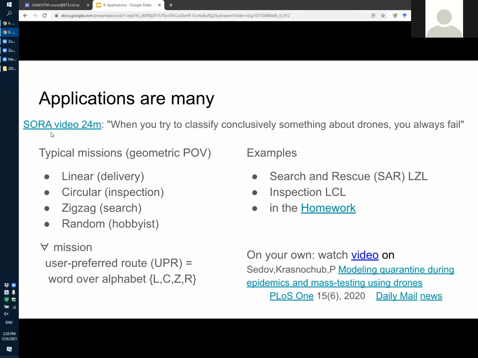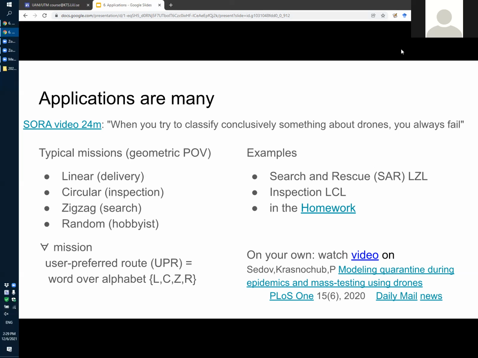In fact, you might have seen this in the Sora video from Lorenzo Morzilli that you had to look at. They say that when you try to classify something about drones, you always fail. And maybe there is a good reason, because there are so many different applications. We don't have to think about what the drones will be doing. And that's one of the reasons why regulations are risk-based and not trying to understand what the drones are doing. Business is business.